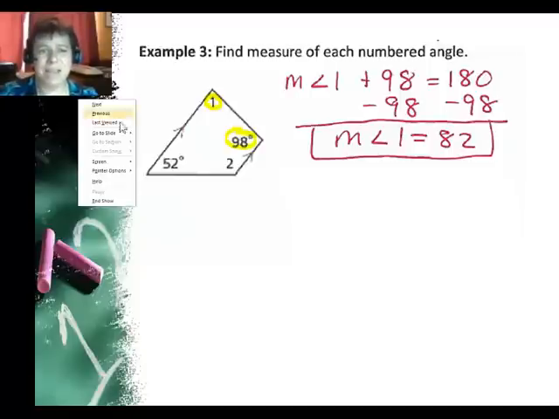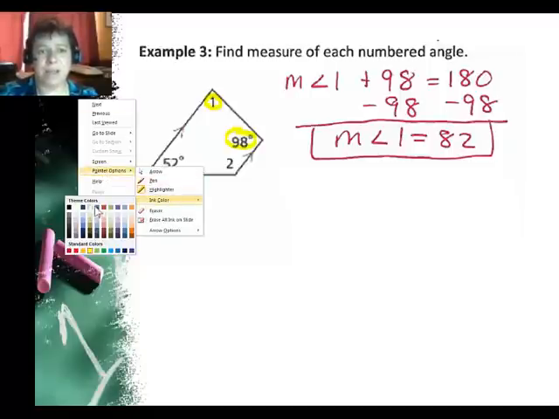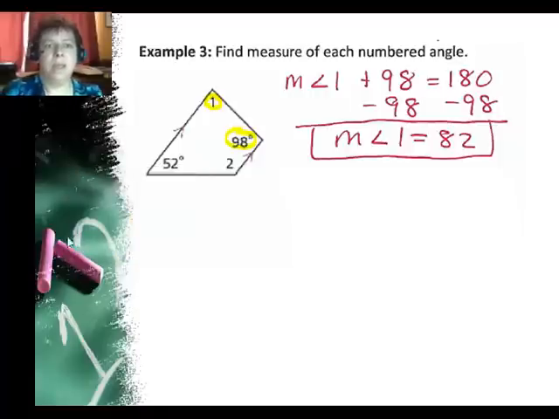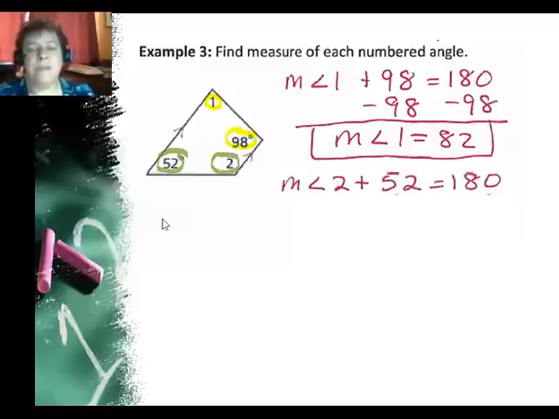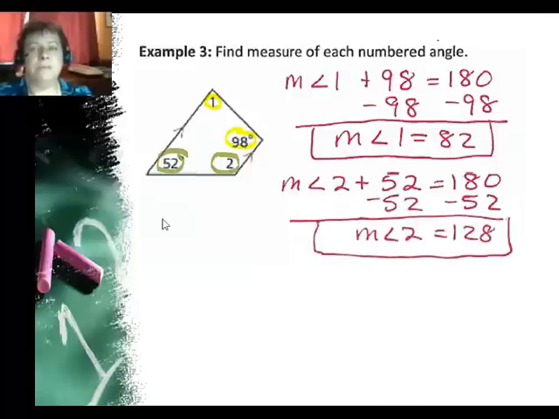I can do the same thing on the other set. Here I'll do green, I can say that 52 and angle 2, the 52 degrees and angle 2, are also supplementary. So measure of angle 2 plus 52 is 180. Subtract 52 from both sides, and my answer is 128. So I was able to find the 2 missing angles in the quadrilateral, even though I knew only 2 of the angles already in there.